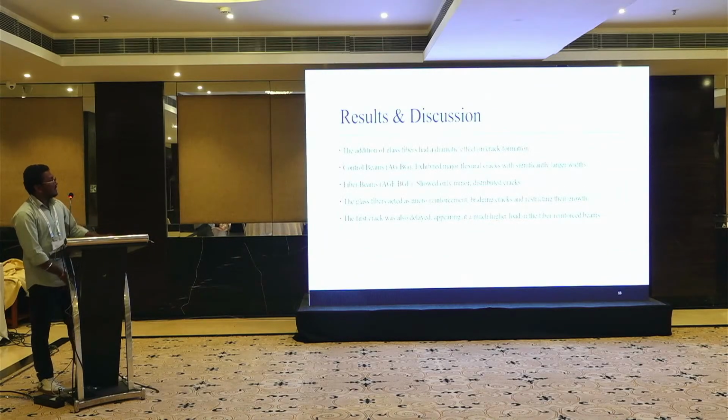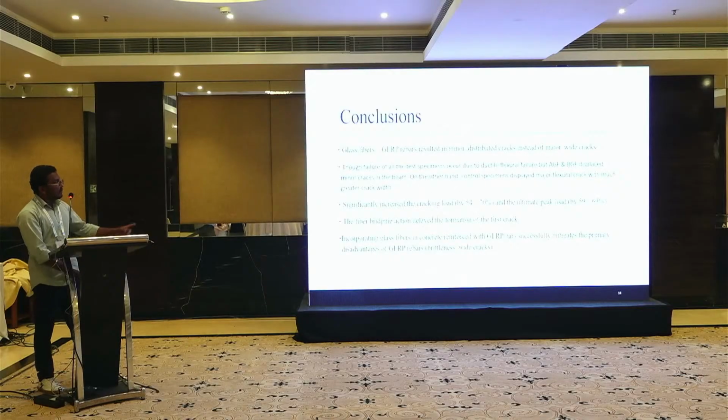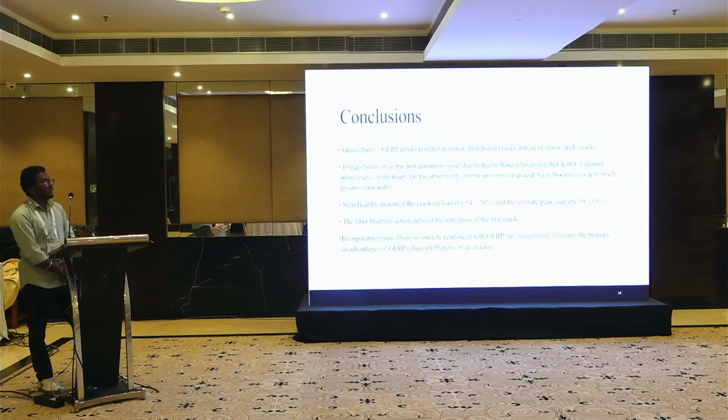So, results and discussions here. Control beams, as we can see, AG and BG exhibited major flexural cracks with significantly larger widths, while glass fiber beams showed only minor and distributed cracks. So here we can conclude that glass fibers acted as micro reinforcement due to the bridging action and the tensile stress distribution. Glass fibers have significantly increased the crack loads, peak loads, and displacement ductility. Here, all test specimens failed due to ductile flexural failure.